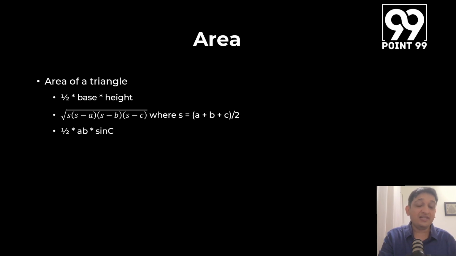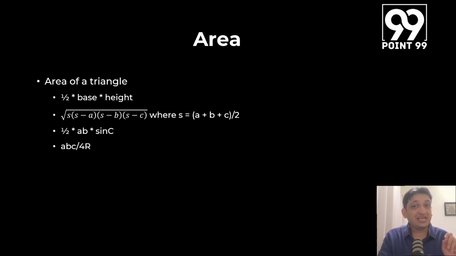The third way in which we can figure out the area of any triangle is half into AB into sine of the angle between them. So half AB sine C will be one of the ways in which you can find the area of a triangle. You can also use half AC sine B or half BC sine A to find the area of a triangle.